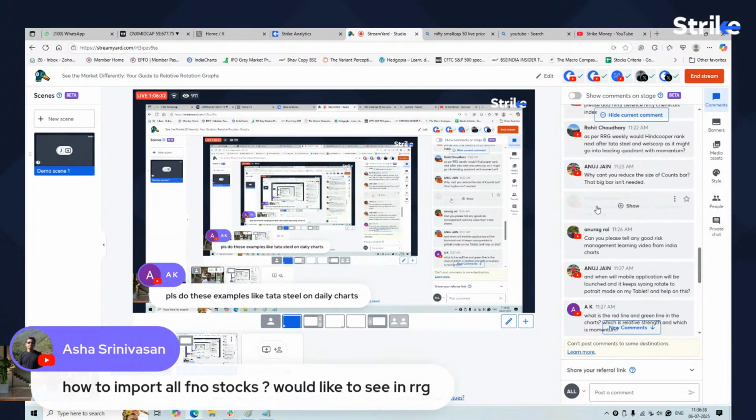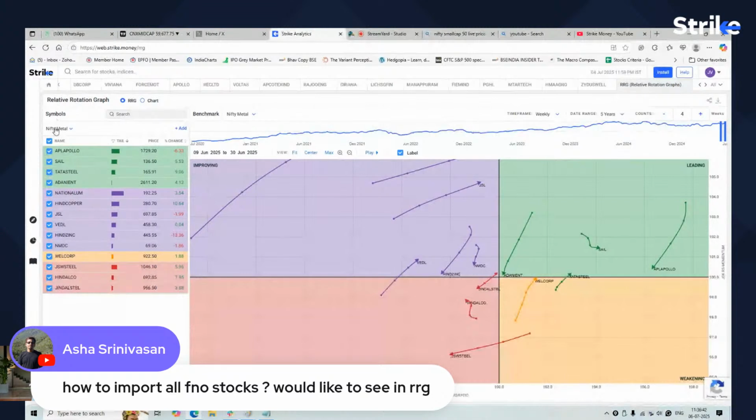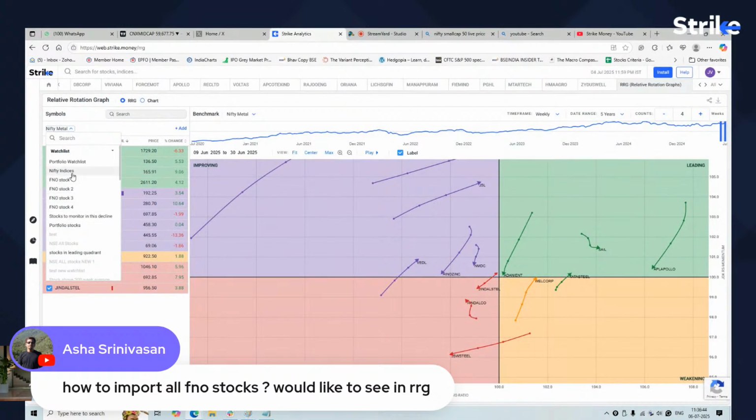How to import all the FNO stocks? Actually, what has happened is that we have put a limit of 50. So what I've done is that I have created 4-5 watch lists. I have not updated the recently added ones, but you can do a 50-50 split in 4 watch lists.